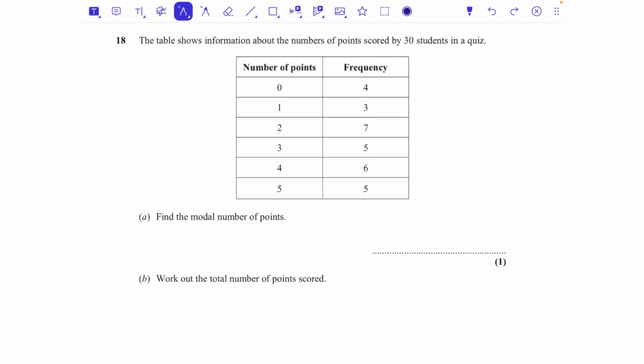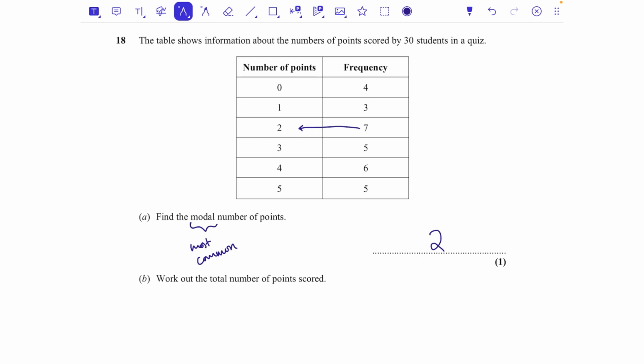So 4 people got no points. 3 people got 1 point. 7 people got 2 points, 5 people got 3 points, 6 people got 4 points, and 5 people got 5 points, and so on. So the most common number of points, remember the mode is the most common, and modal just means the mode. The most common number of points is just where most of the people were. So 2 is our answer for this one, because it's got the highest frequency. 7 people got 2 points, and that's more than any of the other number of points.